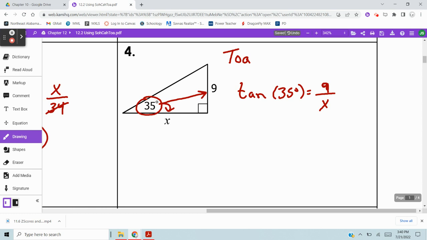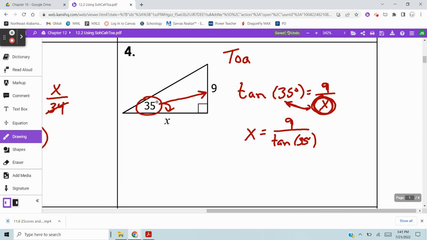Now, the shortcut for when x is on bottom, what we could do, we could set this up like a proportion, put it over 1, solve it like a proportion, 1 times 9 divided by tan 35, but there's an easier way. Anytime x is on bottom, the shortcut is you can simply switch the x and whatever's on the other side. So x is now going to equal, I moved it up here, I'm going to move the tan of 35 down here, 9 divided by the tan of 35. And that's what we're going to type into our calculator. Again, that's anytime x is on bottom, simply switch it with what's on the other side.